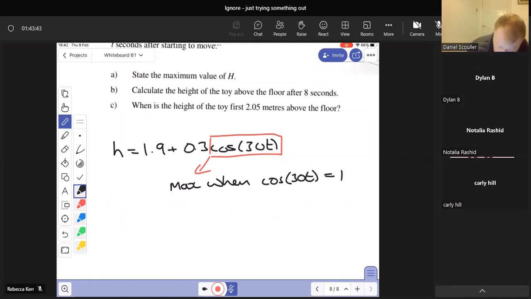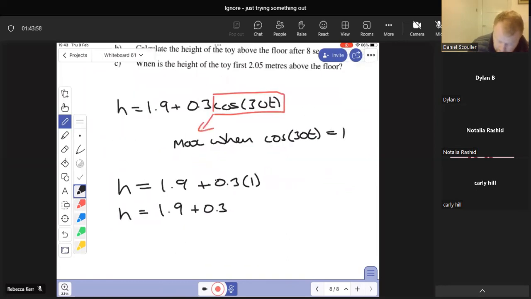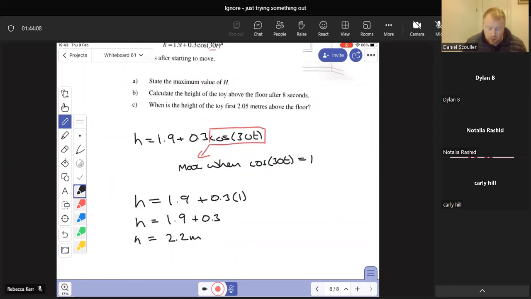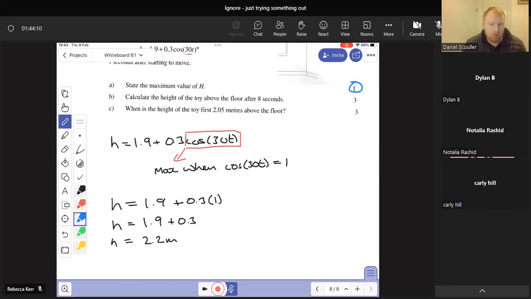So h max is going to be 1.9 plus 0.3 times our 1. So it's 1.9 plus 0.3. H is going to be 2.2 meters. That's it. If they only give 1 point, it's usually quite a wee simple working like that. So we're simply lifting that cos 30t out and putting in the number 1.